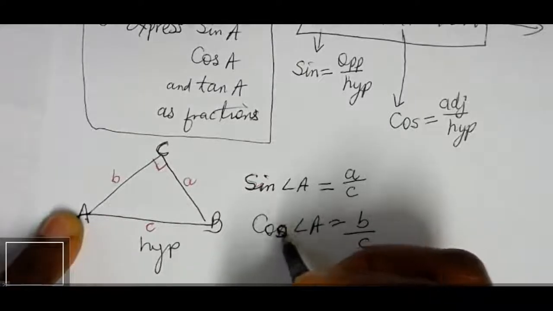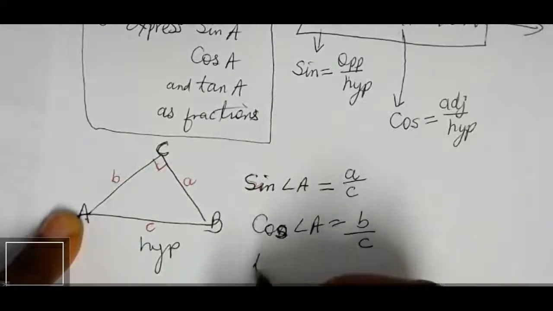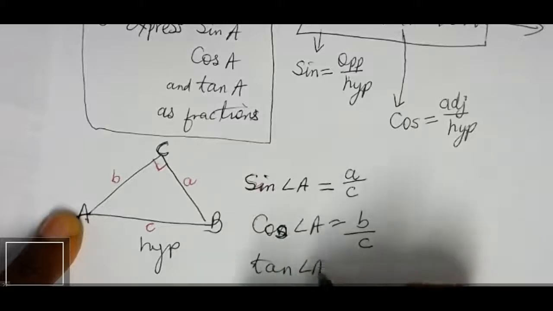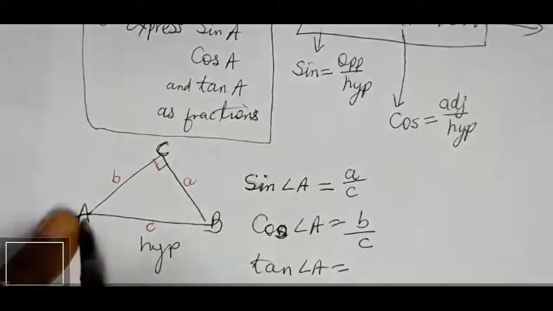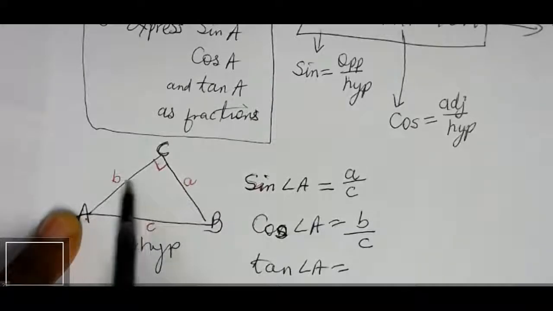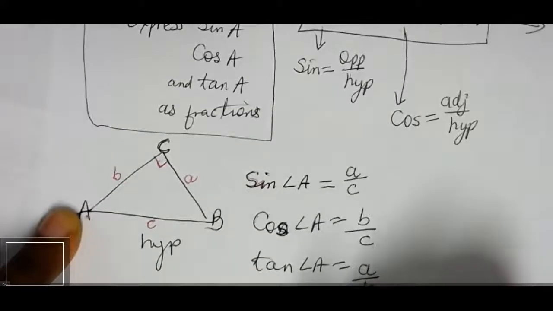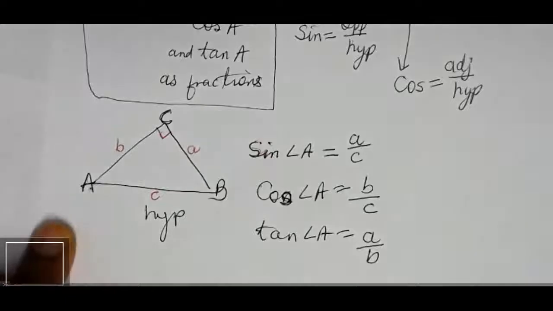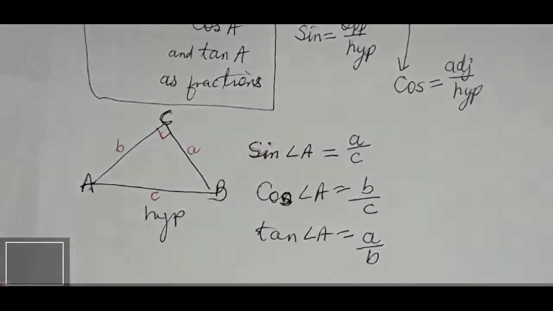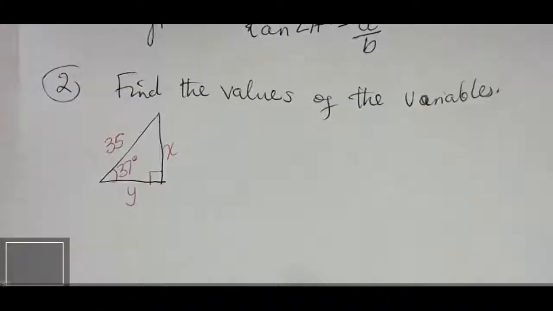This is cosine. And then the tangent of angle A, tan A. Again, when we come to tan, we don't worry about the hypotenuse. It's going to be opposite over adjacent, so it's a over b. Those are the fractions they want us to express, the trig ratios.